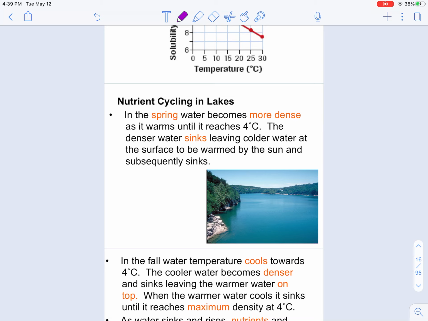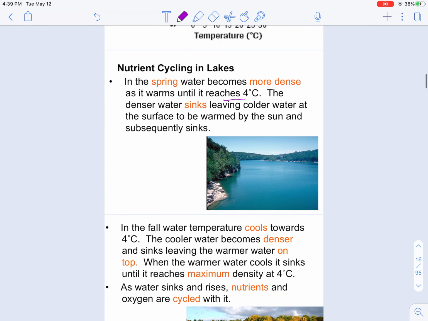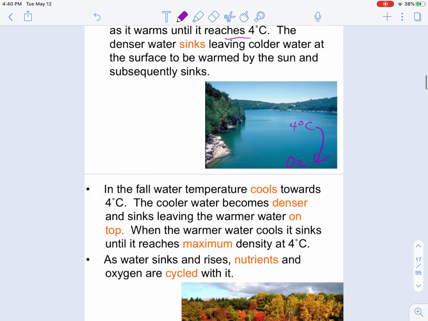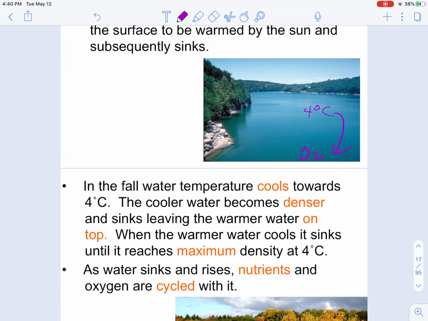In terms of nutrient cycling, we know that this 4-degree water is at the bottom, and so in the spring, when the top is warmed from ice to 4 degrees, when it hits 4 degrees it's going to sink to the bottom, taking any dissolved oxygen from the winds and such down to the bottom, and gets fresh oxygen to the bottom where they need it, because in the winter months there was probably a depletion of that oxygen.